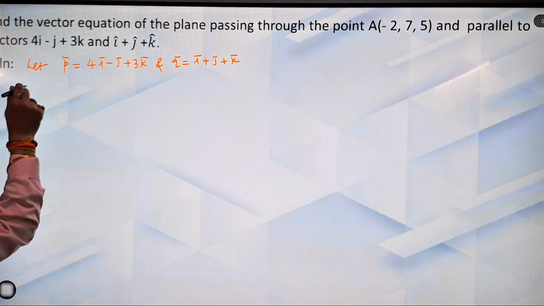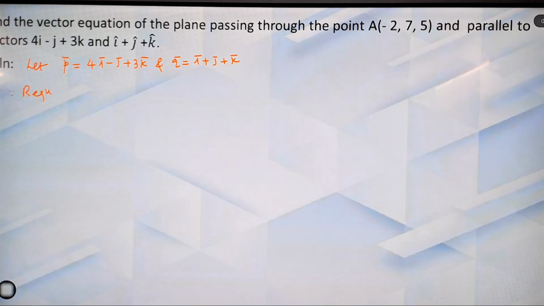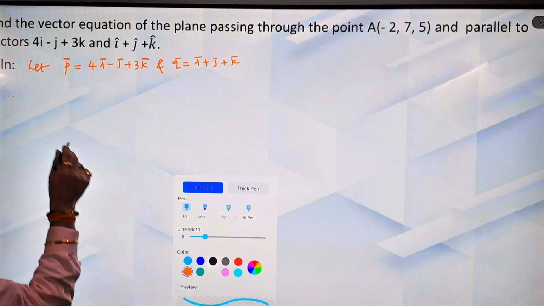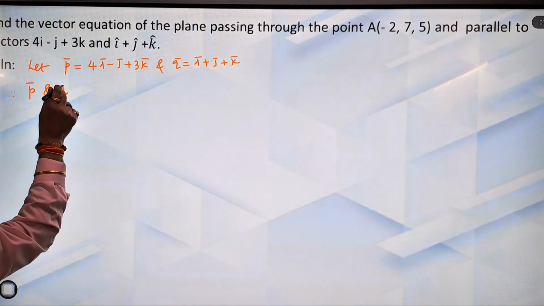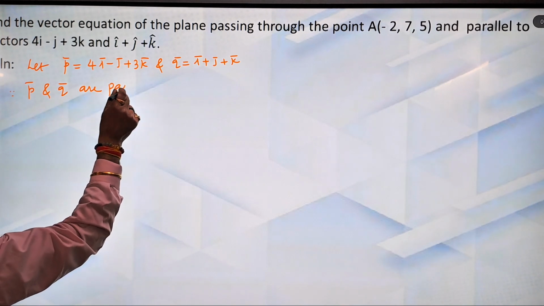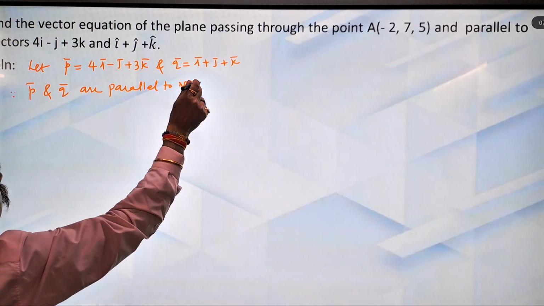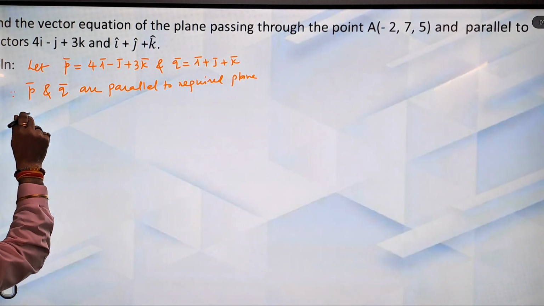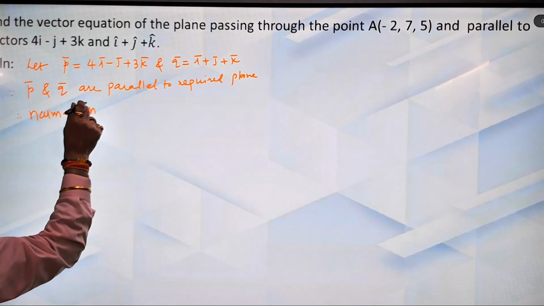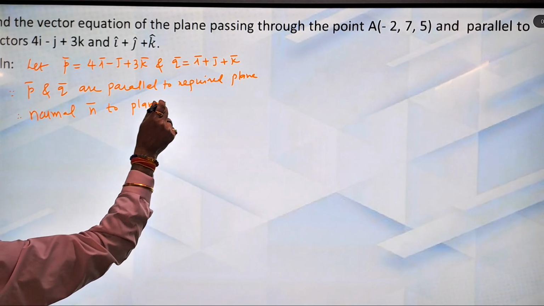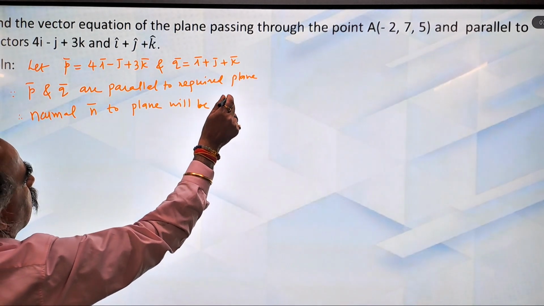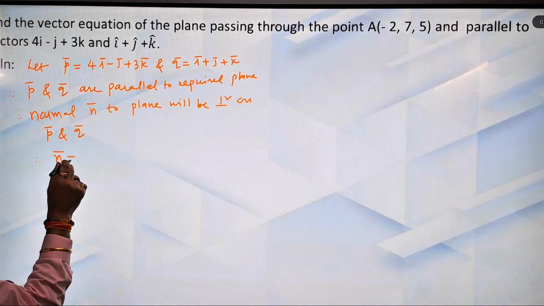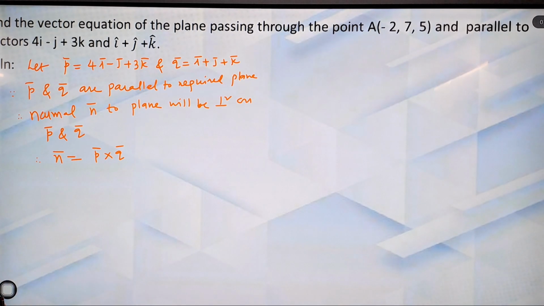Since p bar and q bar are parallel to the required plane, the normal n bar to the plane will be perpendicular to p bar and q bar. So n bar is p bar cross q bar.